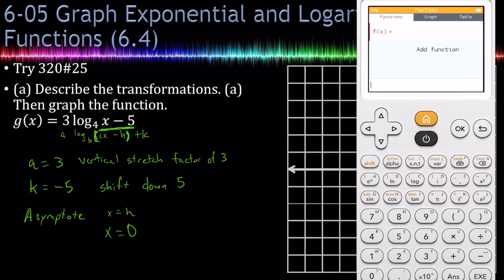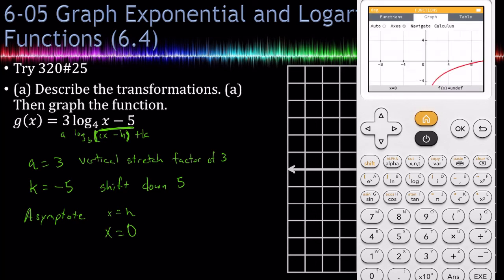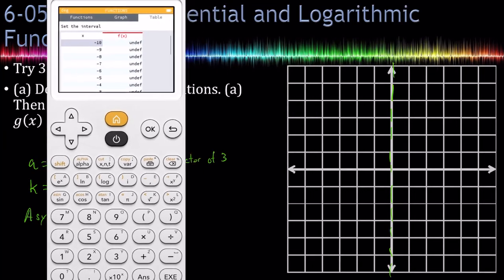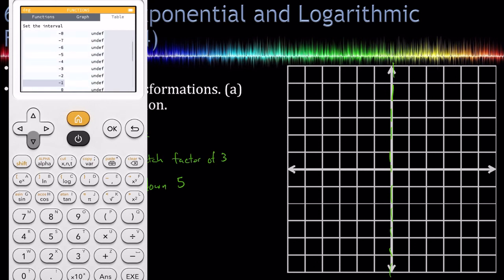Okay, we'll add the function 3, and I'm going to put this in as a change of base formula, so it's log of the big thing. Remember, though, only the x is in the logarithm, not the 5. Divided by log of our base, and then minus 5 at the end because it's not part of any of the logarithm. That's what our graph will look like. And there's our table. Again, it's undefined when the input is 0 or less.